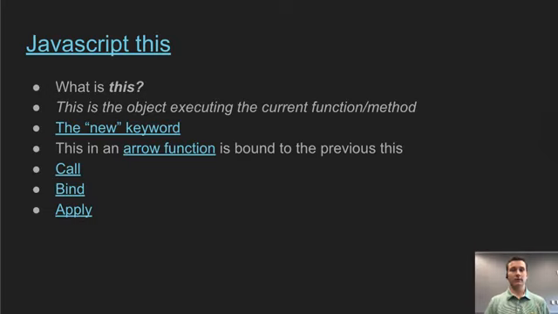And then call can be used to call a method or function with a specified this binding. The first parameter is the object to bind this to. Apply is just like call, except instead of passing arguments separated by commas, you pass an array. So these resources on the slide are available, and you can use these to show yourself what these methods actually do.